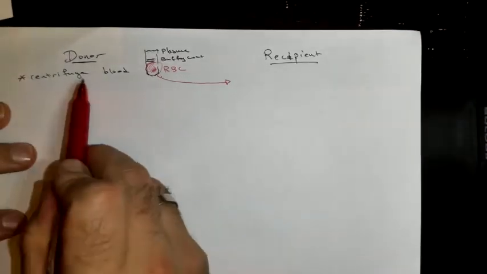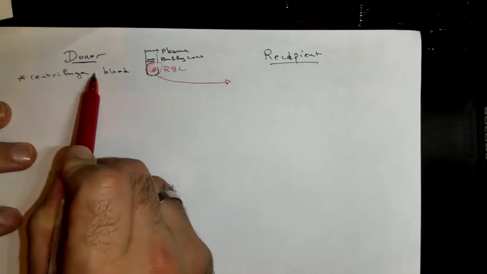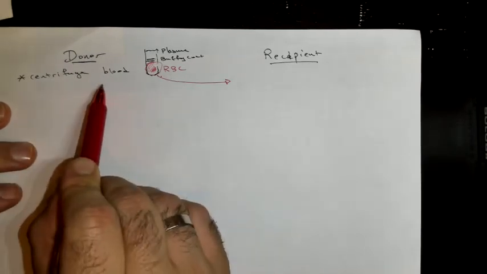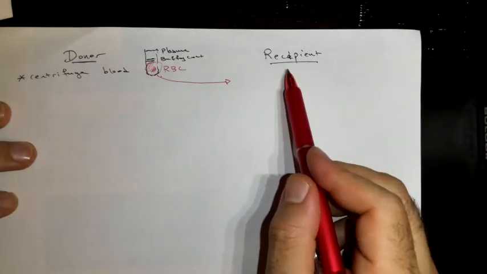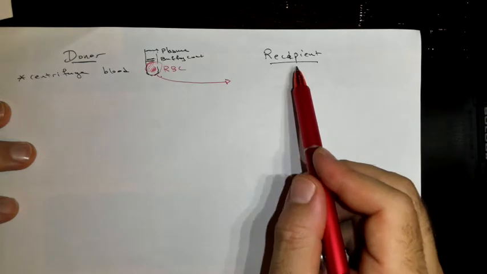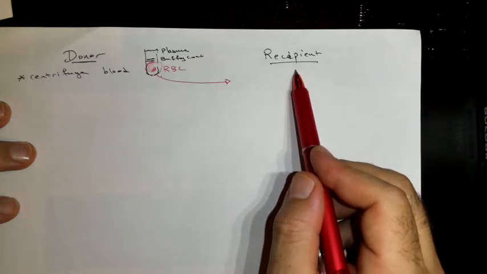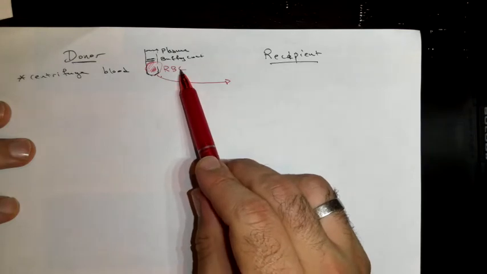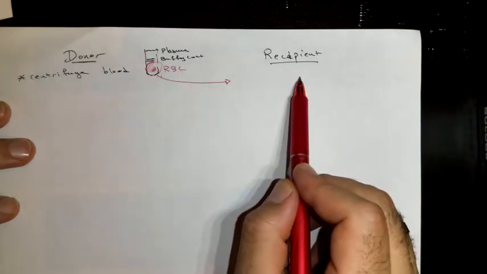And so when you think about the donor's blood, all you think about is the RBC. That is a very important concept. When you think about the recipient's blood, you have to take into account the plasma, because it will be the plasma that does the attacking of the RBCs that are coming in.